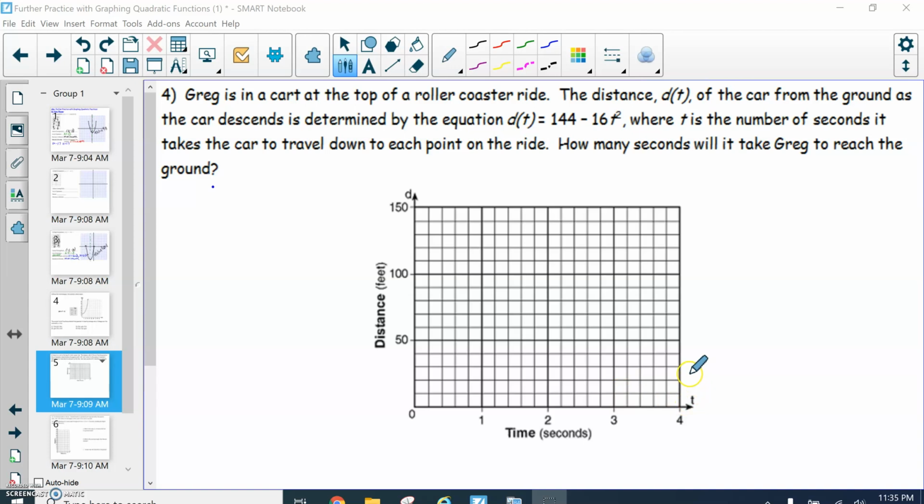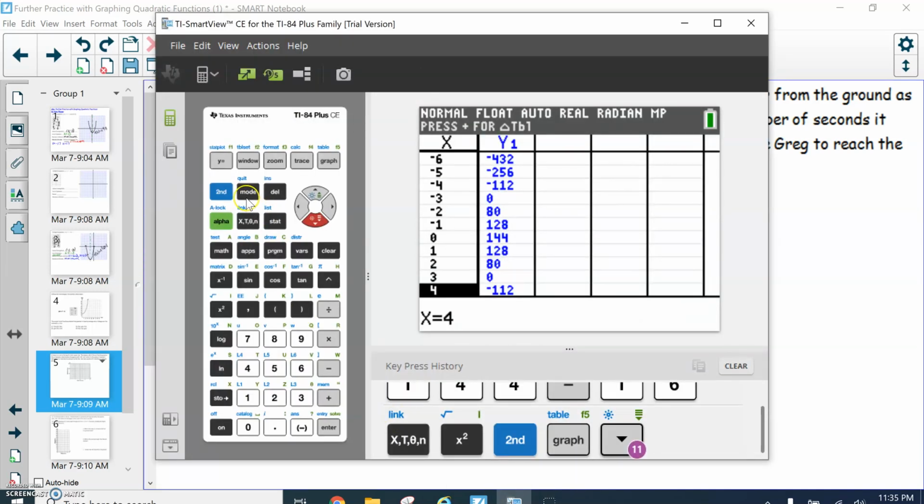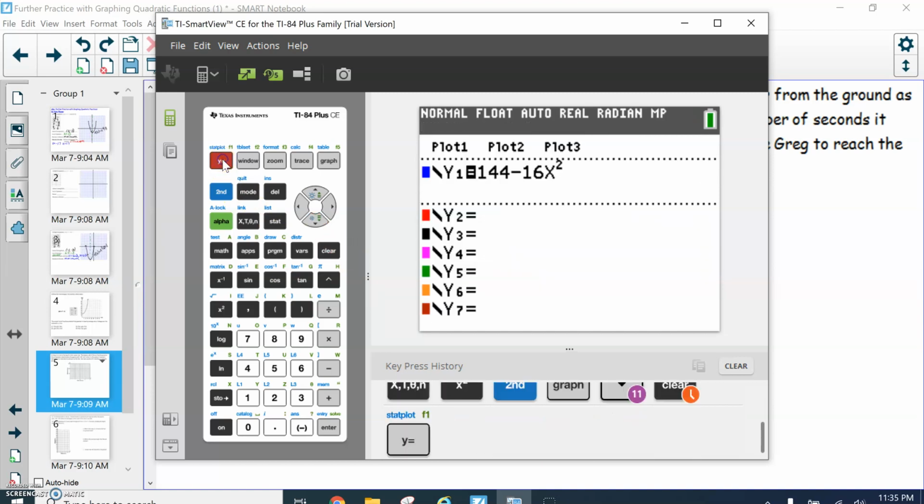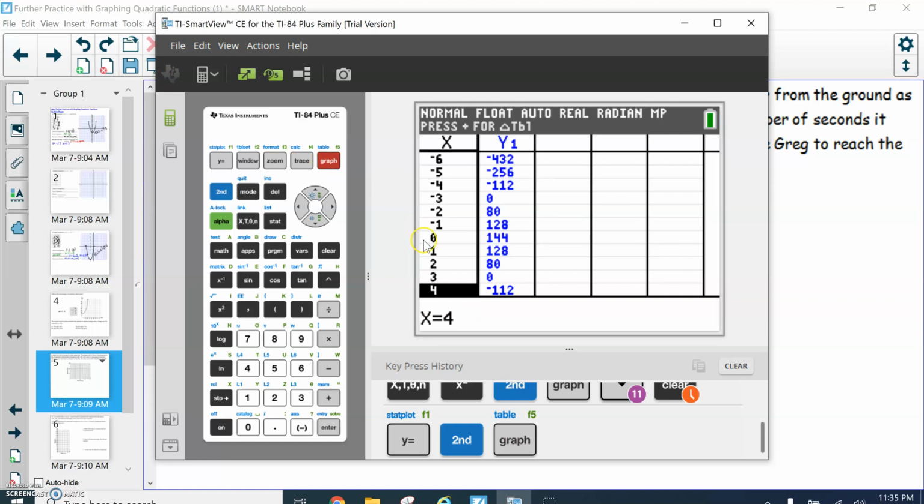So if you look at the graph that the question provides, you'll notice that the x-axis goes from 0 to 4. All right, so they're asking us to graph just that interval from 0 to 4. Okay, so we're going to go to our calculator. We're going to go to y equals, and I already typed in our equation, 144 minus 16x squared. Okay, so I hit second graph, and then I'm just going to copy the values from 0 to 4. So I'm going to copy those x values and the corresponding y values onto my paper.